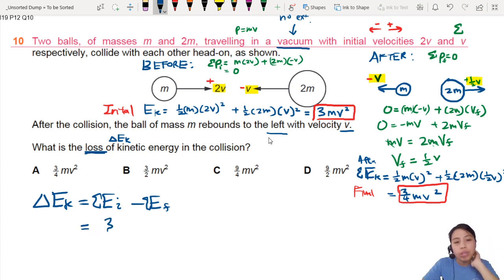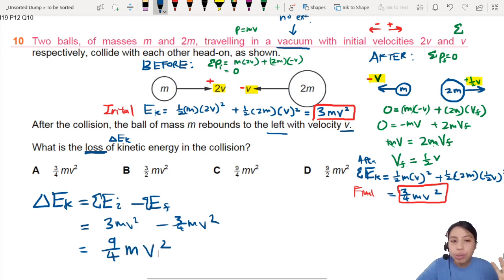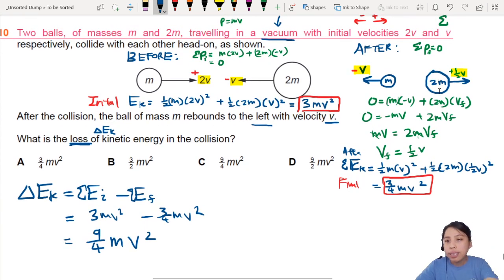So let's just write it out. 3 mv squared minus 3 over 4 mv squared. You can do this whole step in one line, but I split it up so we can see each one clearly. So 3 minus 3 over 4 will give you 9 over 4 mv squared. Wow. That is the total loss or change in kinetic energy. And that's how you can find it. 2 steps, okay? Just a quick recap. First step, use conservation of momentum to find the ball's final velocity. And then you use that to calculate kinetic energy and then change in kinetic energy.